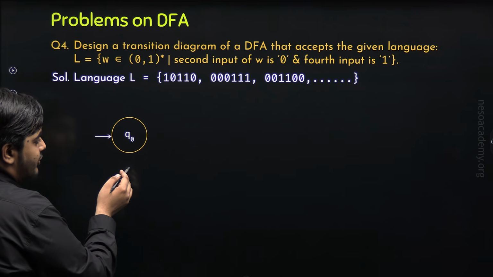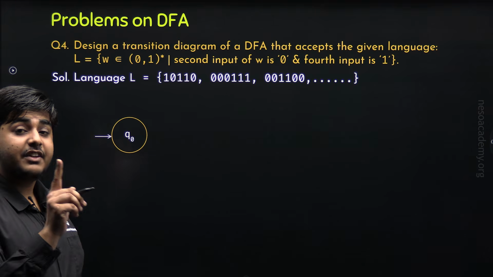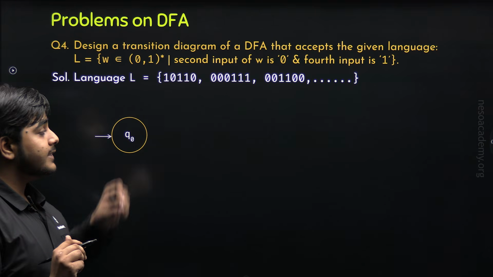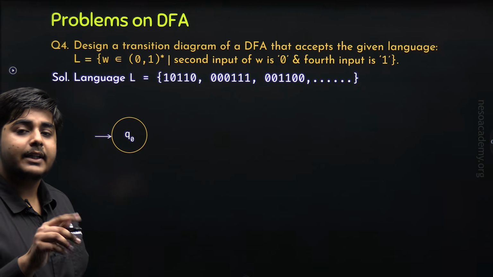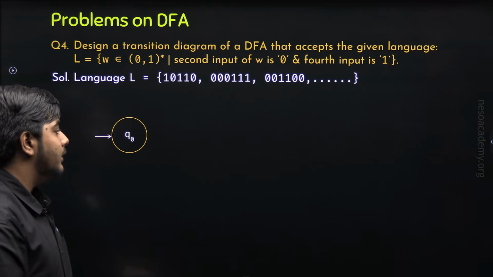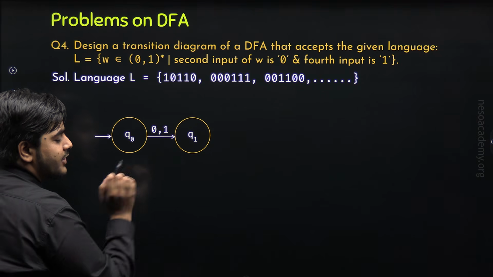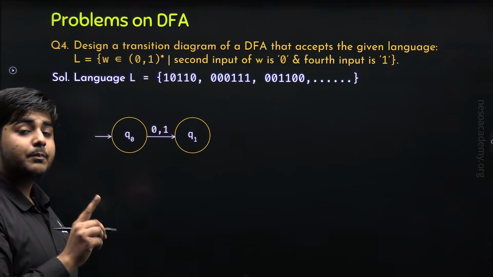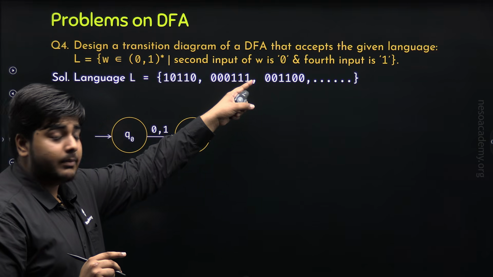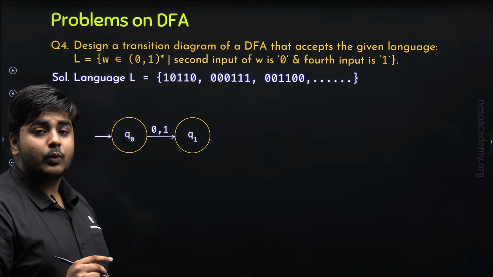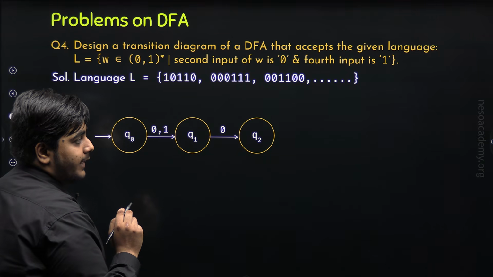We will have our initial state, that is Q0, and now we will process our very first symbol. As you can see, there is no restriction on the first symbol. So the first symbol can be either 0 or 1. So on getting the first symbol, we can reach the next state, which is Q1. Now we will process the second symbol, and there is a restriction on the second symbol, which should be only 0. So if the second symbol is 0, then we will reach the next state.